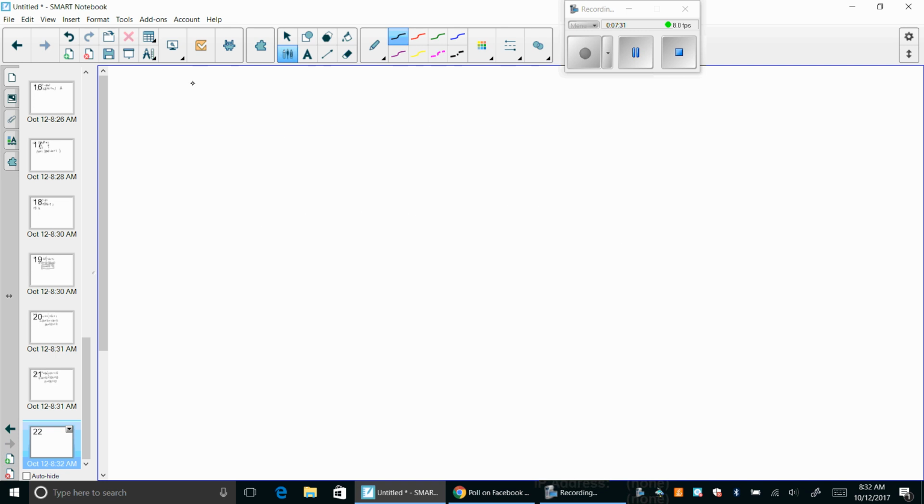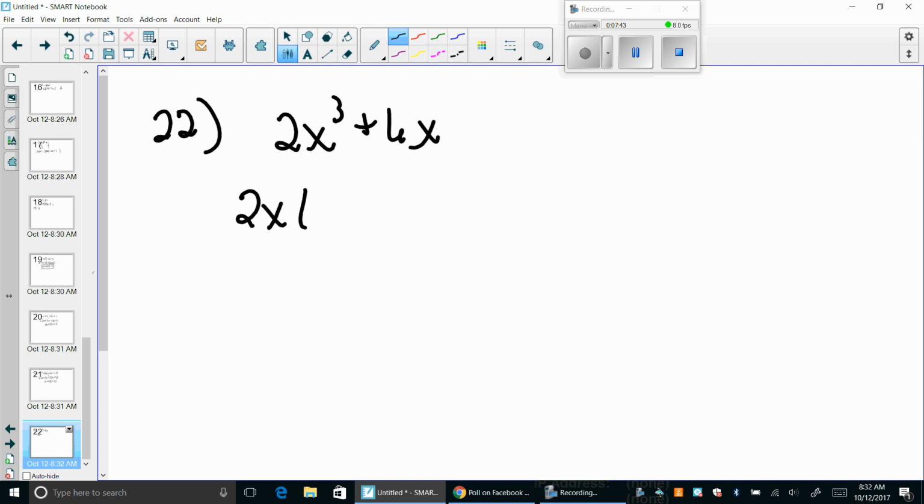I'll go ahead and finish these. I know I'm getting close to 10 minutes, but I'm going to go ahead and finish these right quick. 22, 2x cubed plus 6x. The first thing I want to do is see if it has a GCF, which it does, and that's 2x. That'd be x squared plus 3, and then I'm done because this is not a difference of squares, so this can't be factored. So all I can do in 22 is take out a GCF.